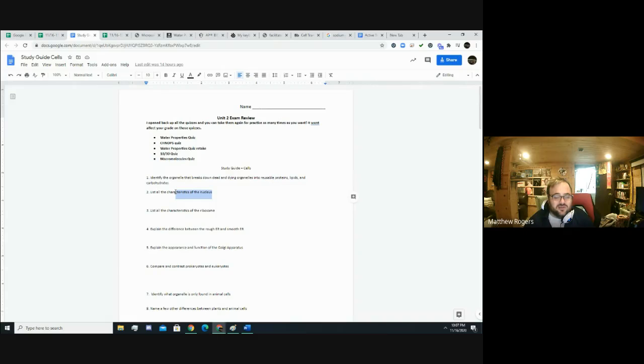List all the characteristics of the nucleus. Well, nucleuses are found in eukaryotes. They're found in the center of the cell. They contain DNA, and they're major parts of the control center of the cell. They're what's telling the cell what to do. All those would be great things to have down.